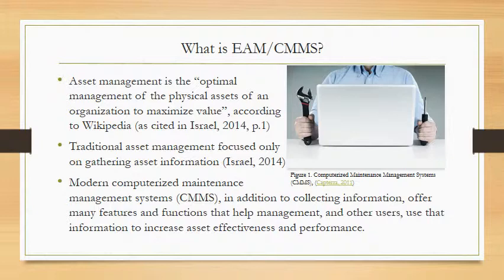However, this does not guarantee that that information is acted upon, and until recent development of modern CMMS systems, it has been difficult to act upon that information in a coordinated, comprehensive way. Modern computerized maintenance management systems, in addition to just collecting the information, offer many features and functions that help management and other users use that information in order to increase asset effectiveness and performance.